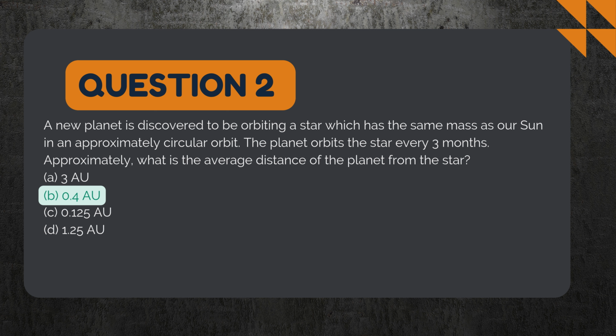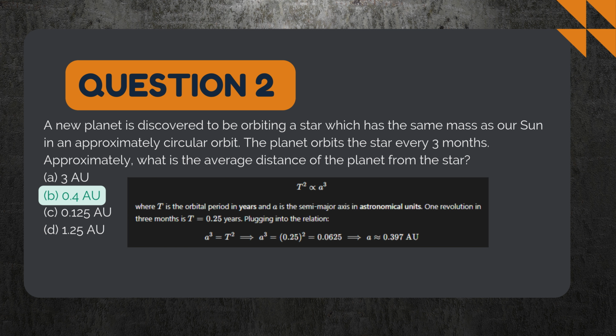We use Kepler's third law, which states the square of a planet's orbital period is directly proportional to the cube of the semi-major axis of its orbit. Here the period T is 0.25 year. Apply it in the formula to get orbital distance of about 0.4 astronomical unit.